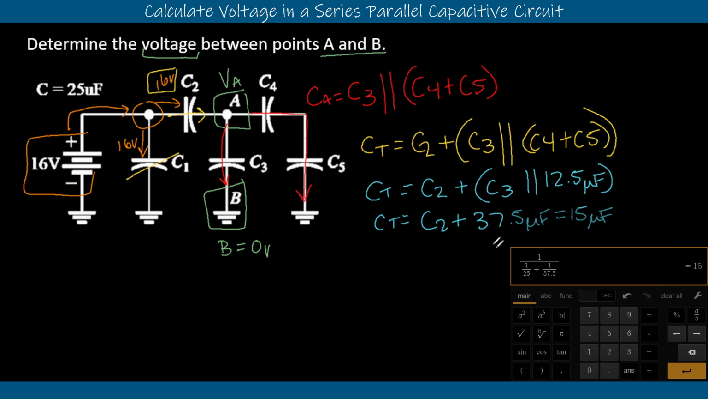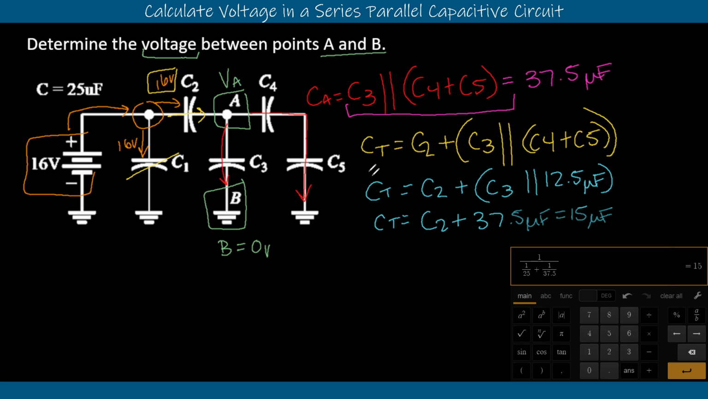Now we can use what we just learned also. If we were to do this red equation up here, we would end up with 37.5 microfarads. So now we know CA is equal to 37.5 microfarads. We did that in the process of solving for our total capacitance for this side. Now we can apply our voltage divider rule, because we have a couple of series components here, and that's going to take some of our voltage.